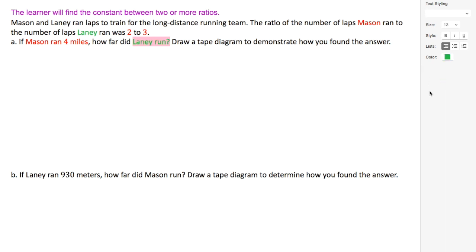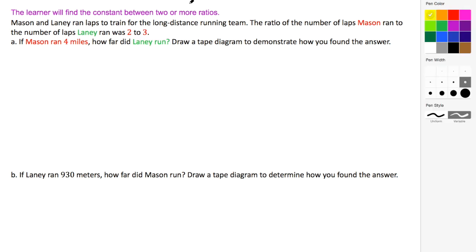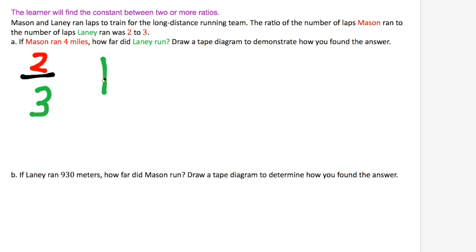All right, so first thing we want to do is go ahead and write our ratio. And our ratio is 2 to 3. All right, so we have the ratio 2 to 3, and then it says we're going to make a tape diagram. So let's go ahead and make that tape diagram right now.